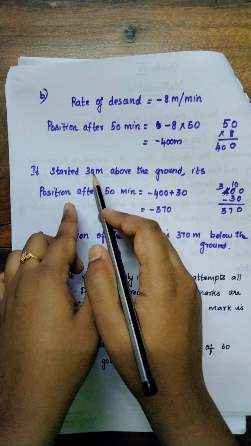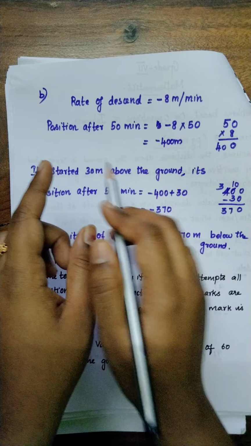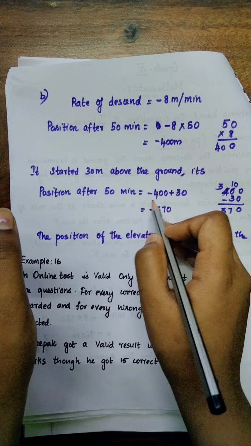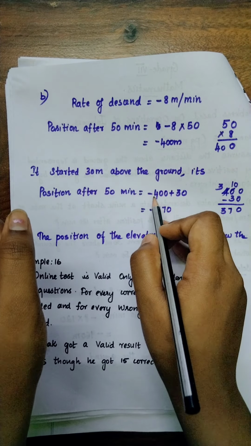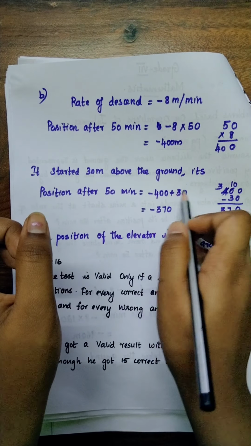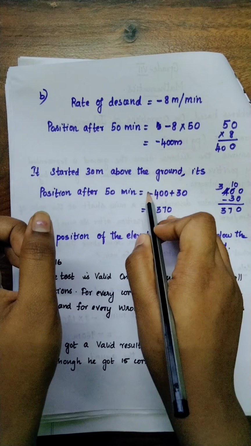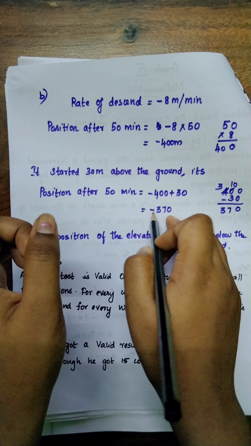Why are we adding? Because 30 meter is above the ground. Above the ground means we will represent it by a positive integer, right? So minus 400 plus 30. Both the numbers have different signs, so we need to subtract both the numbers. 400 minus 30 is 370. Then put the greater number's sign. So minus 370 is the answer.